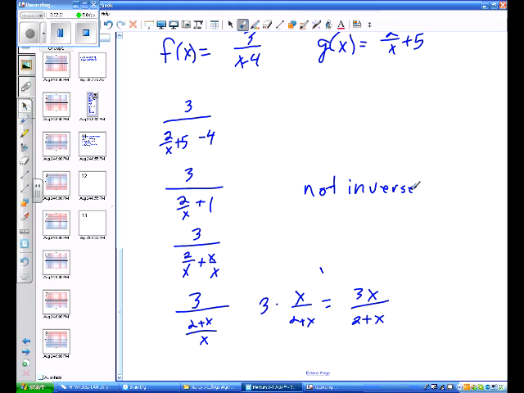When you put the function in, then you're supposed to get x. Now, that's how we can show that two functions that we already know are inverses. But at times we want to be able to take a function and find its inverse. Well, to do that, we're going to go through some steps.